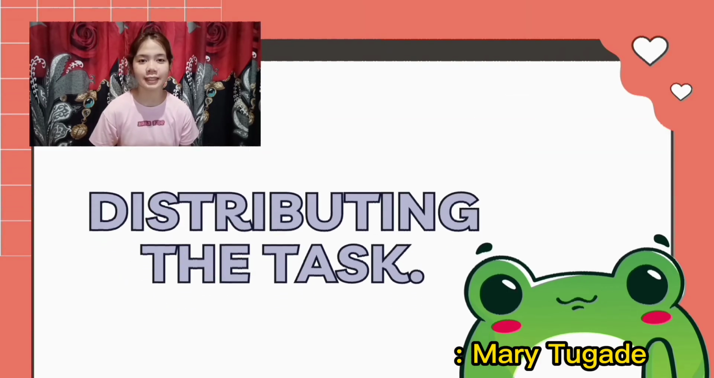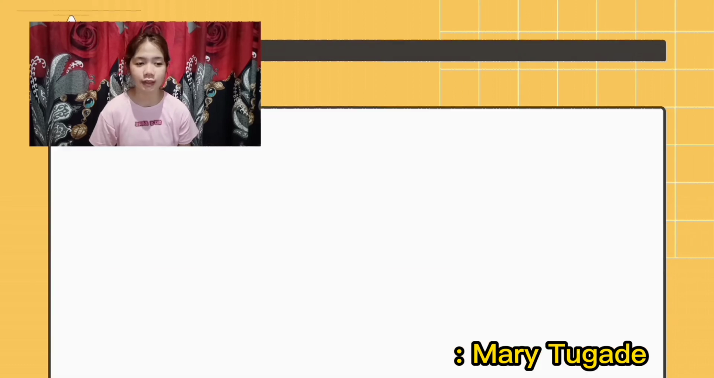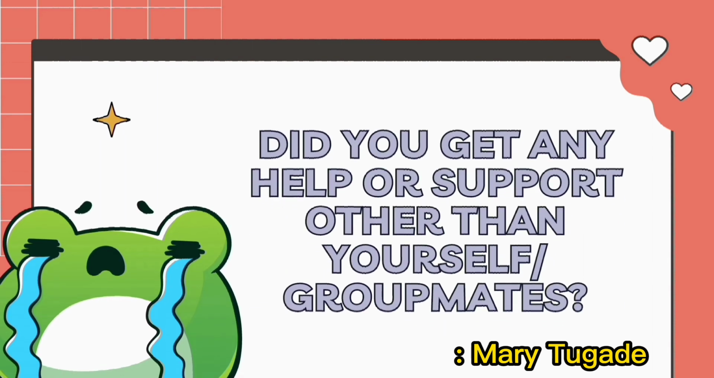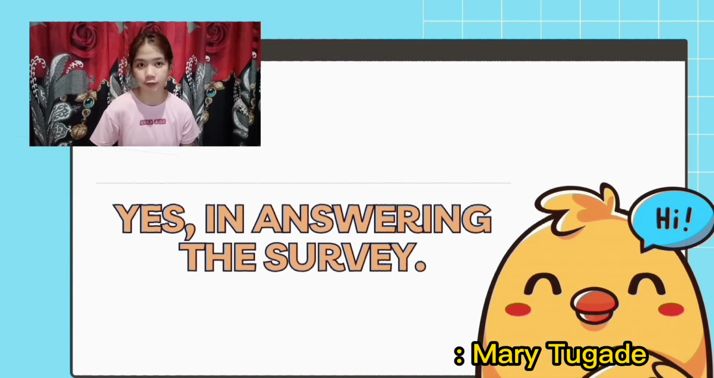After we completed the needed data, we proceeded to choose who to distribute the task to, so that all of us would have equal participation in this task. Then, after finalizing everything, we filmed it and edited it. Did you get any help or support other than yourself or your group mates? We did get some support from our friends who participated in answering our survey, but other than that, we did it by ourselves, and we're happy that it turned out well.